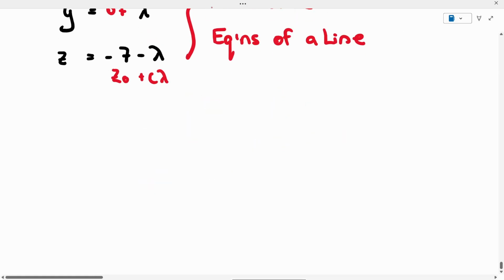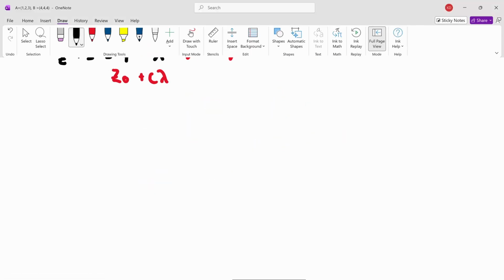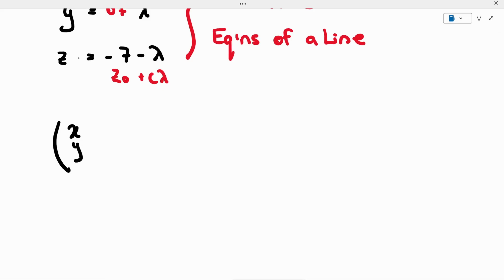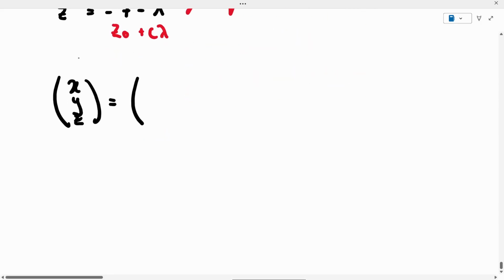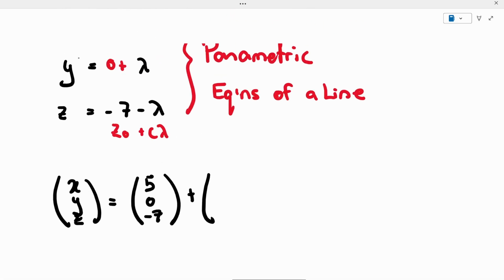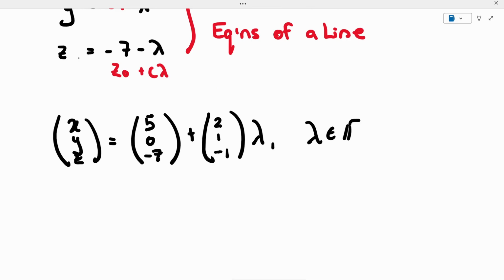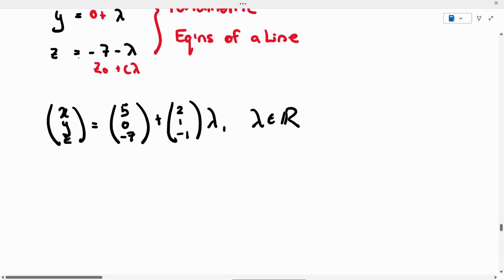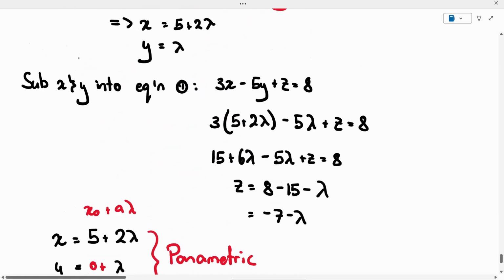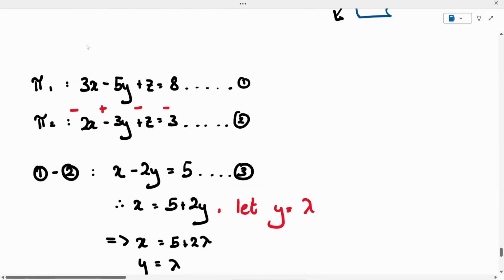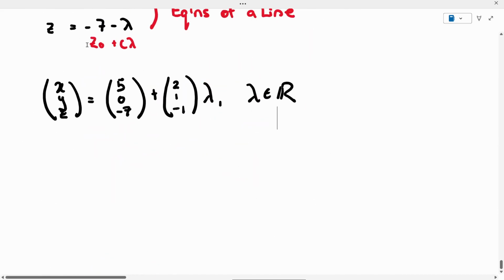So we can just write this in vector form. We have x, y, z is equal to 5, 0, minus 7, plus 2, 1, minus 1, lambda, where lambda is a real number. And that's the answer. That's the equation of the line of intersection, right? Because the question was, find the line of intersection between these two planes. Well, this is the line.